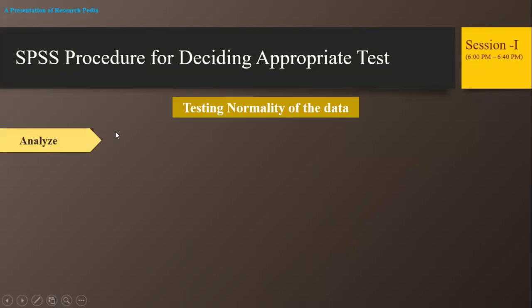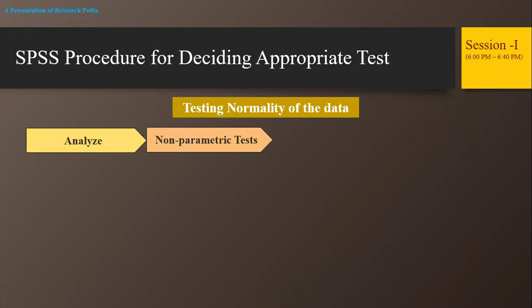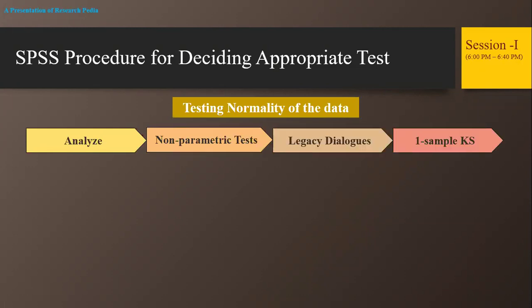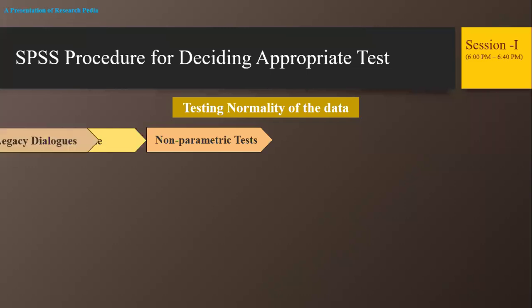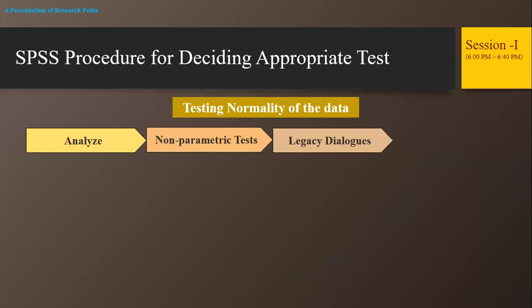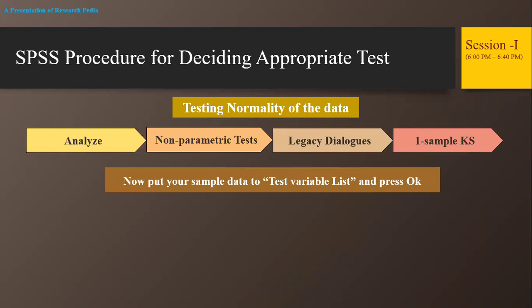For checking the normality of data, first you need to go to the Analyze button in SPSS. Then you select non-parametric test, then the Legacy dialog box, then one sample KS. I am repeating again: after loading your dataset, you select Analyze, then Non-parametric tests, then Legacy dialog box, then one sample KS. Then you put your sample data into the test variable list and press OK.